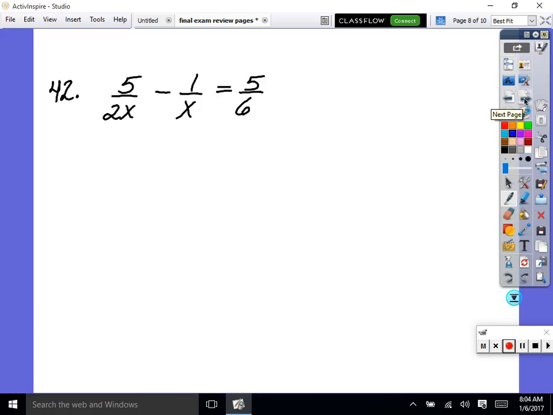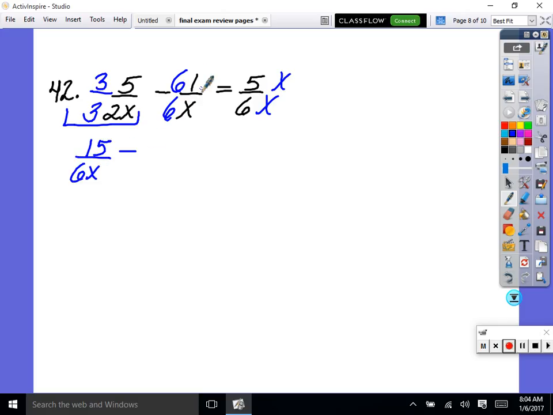Okay, let's solve this one. So we need a common denominator. Looks like we have a 2x, an x, and a 6. So let's make all of these 6x. So we multiply by 3 over 3. We multiply by 6 over 6. We multiply by x over x. So for this piece, we have 15 over 6x minus 6 over 6x equals 5x over 6x.